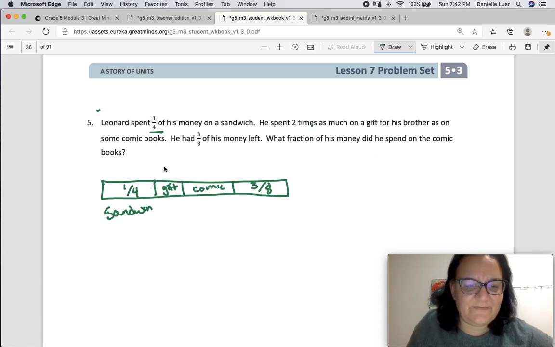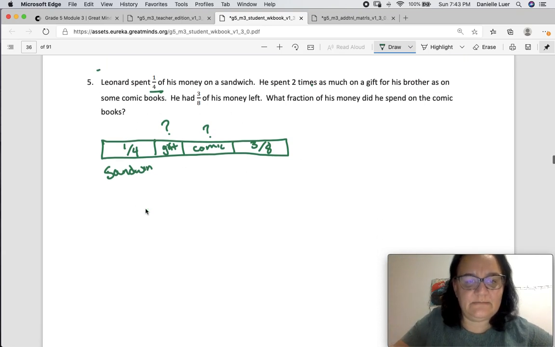So first of all, we have to figure out how much the gift was. And then from that, we should be able to figure out how much the comic books were. So let's figure out how much. Let's subtract the rest of this. This is a really hard one, you guys. I'm not surprised if you're like, what? I don't understand. Okay, I don't understand either.